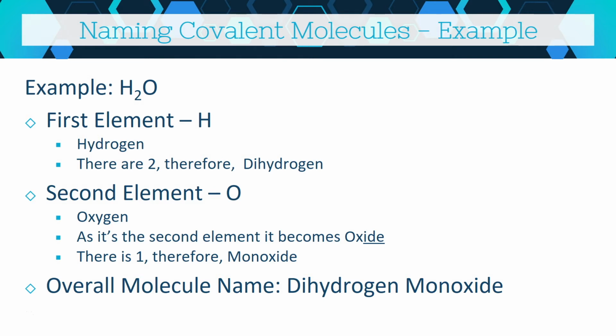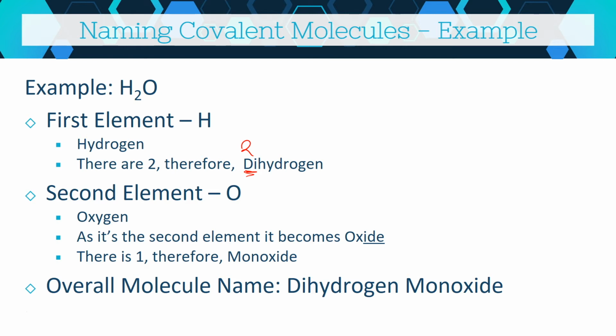So if we take what we would normally call water and we want to work out its proper name, we can do this. Our first element is hydrogen, so that's what we've got here. And then we look, how many have we got? Have we got 1? No, we've actually got 2. So we need to put that prefix, di, in front of it to indicate that we've got 2. So di, remember, means 2. So dihydrogen means 2 hydrogen.